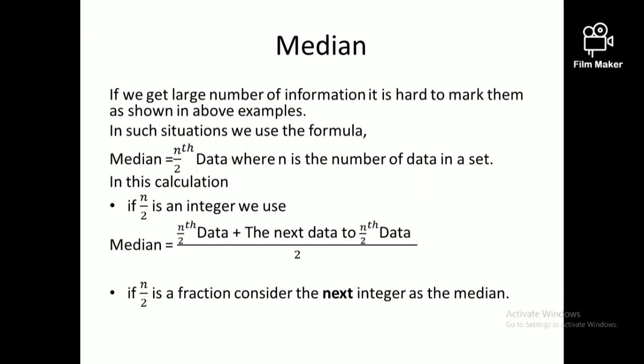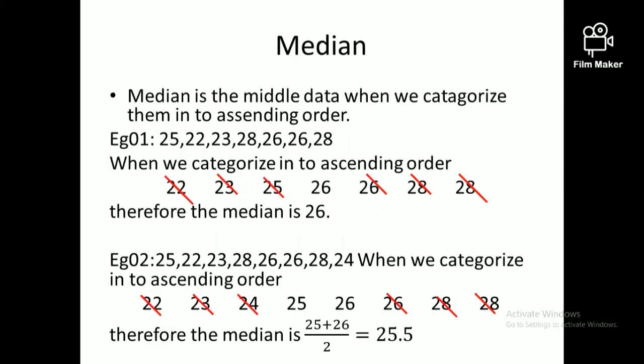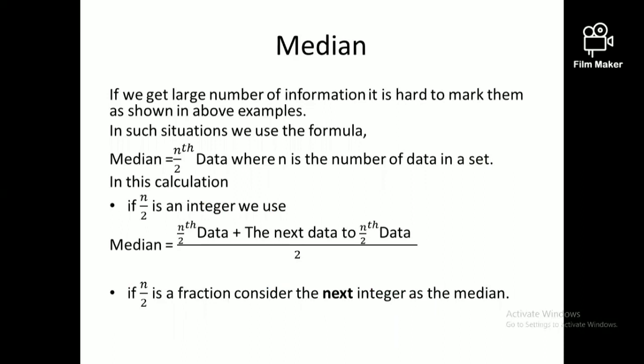That means if you have 100 pieces of information somewhere like this, it's hard to arrange them into ascending order and cross them off like this. It will be very hard, right? To avoid that, we use this technique to calculate the median. Okay, let's see how to do this.